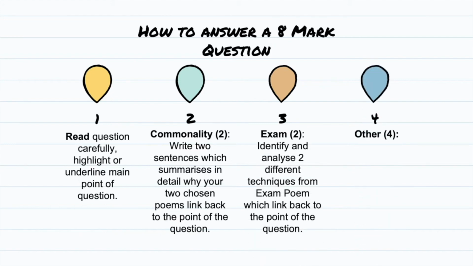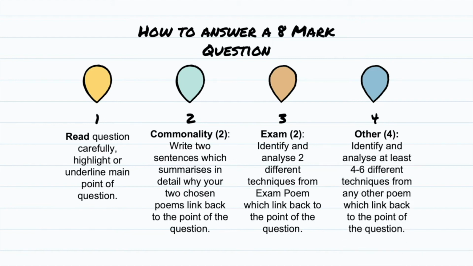And number 4 is other. This is where it might get difficult. You would need to revise the other poems Carol Ann Duffy has written and be able to remember some of the quotations from those poems. Then you need to identify or analyse at least 4 to 6 different techniques from any other poem which link back to the point of the question.